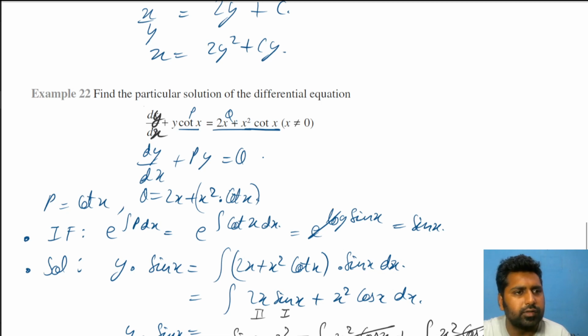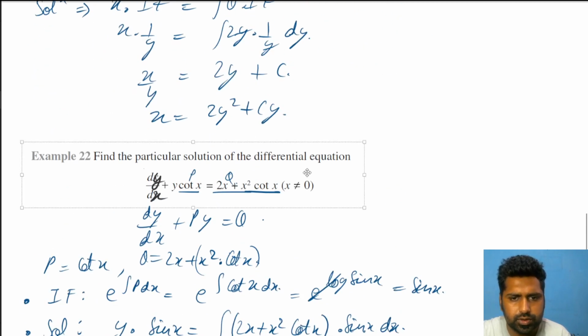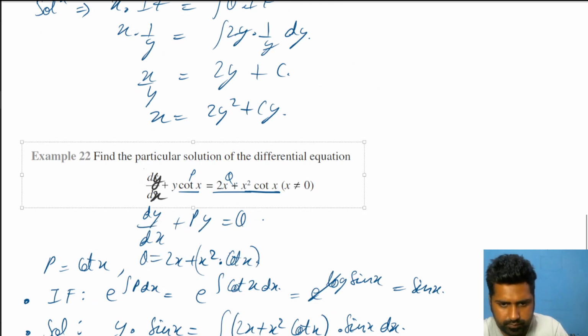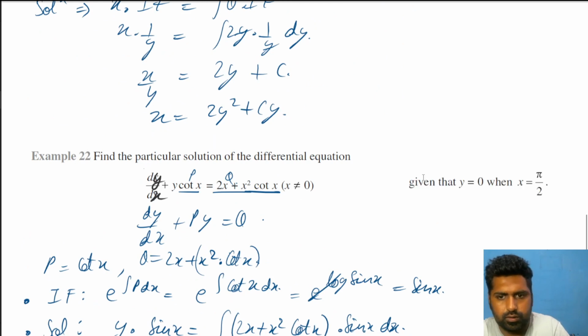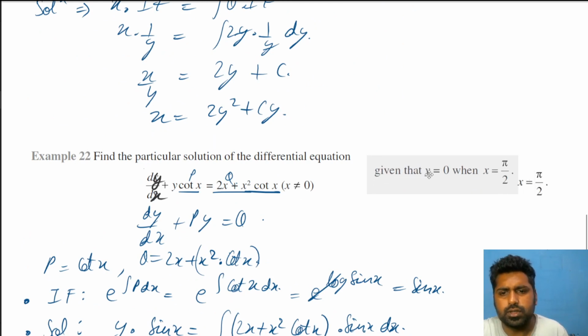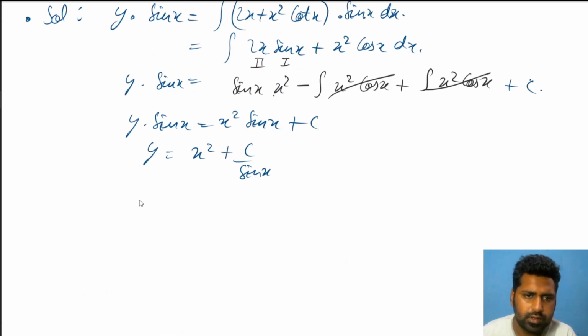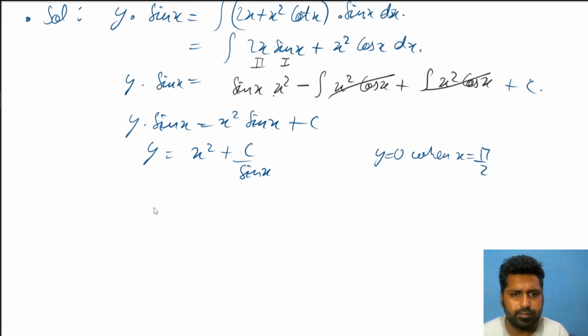Okay, additional information. The question says we have to find the particular solution. It's given in the question that y is 0 when x is pi by 2. So let's use this condition. So we know that y is 0 when x is pi by 2. So put this in the equation.